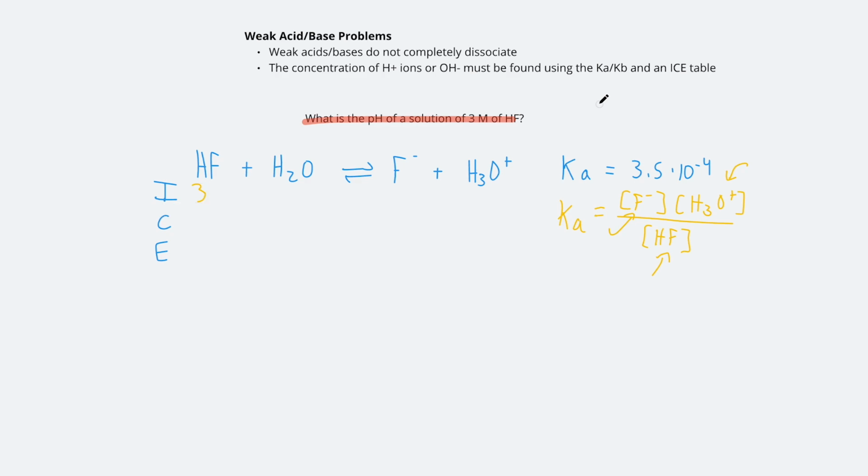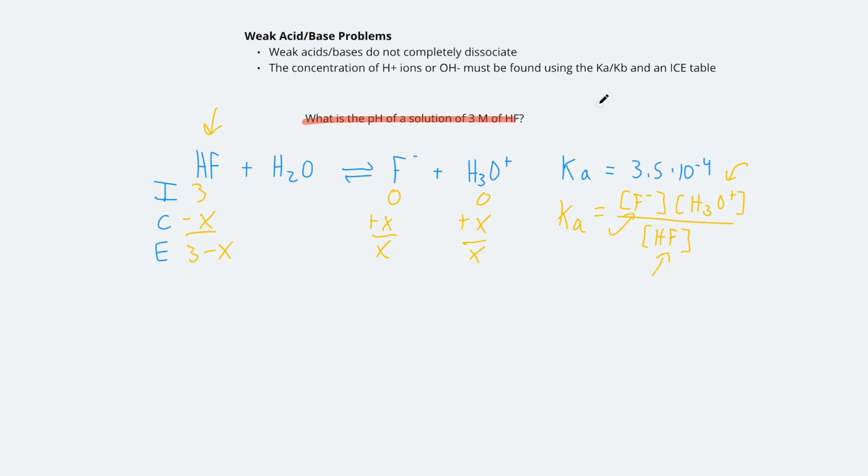That's our initial concentration, so we have 0 of the products because no time has passed to allow HF to dissociate. After some time has passed, some HF has dissociated, but not all of it. So we do minus X. However many molecules of HF dissociate, that produces that many molecules of F- and H3O+. So we do plus X because those values will be equal. And then at the end for the equilibrium, you just combine your values. So we end up with 3 minus X and then just X for our products.